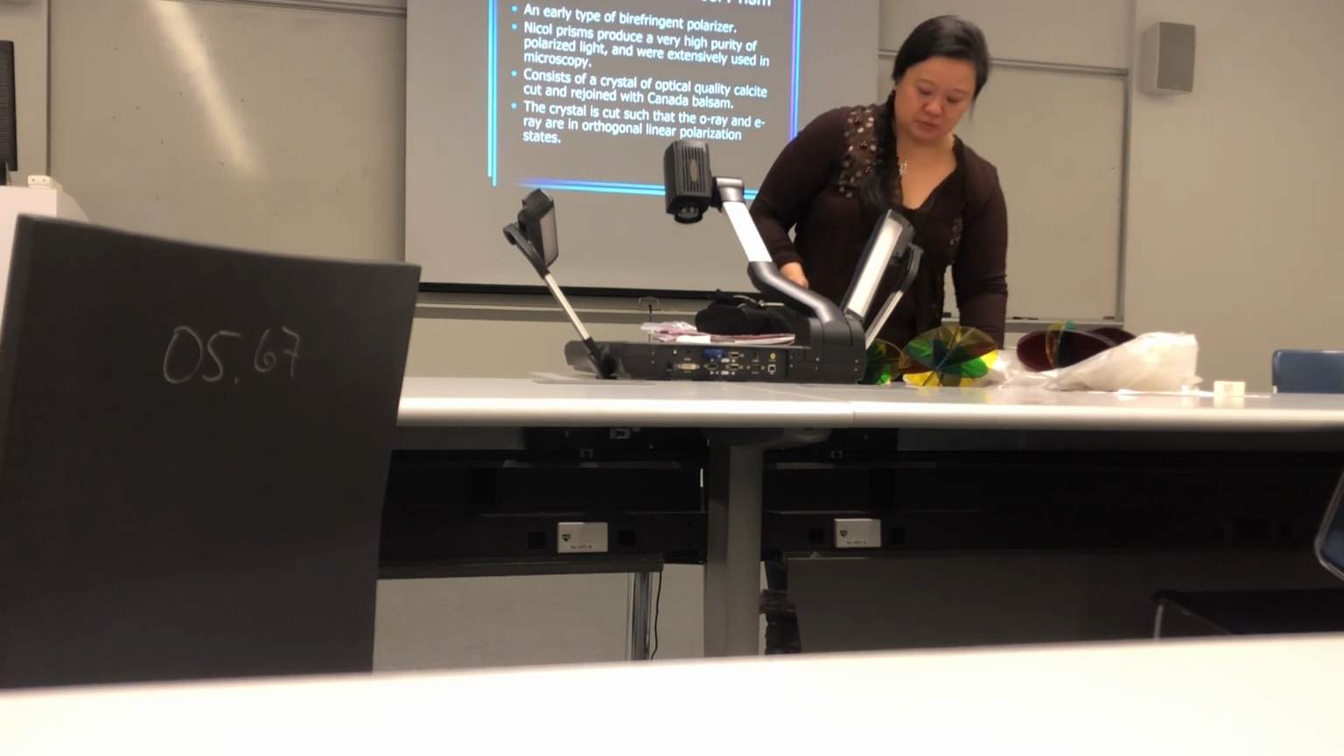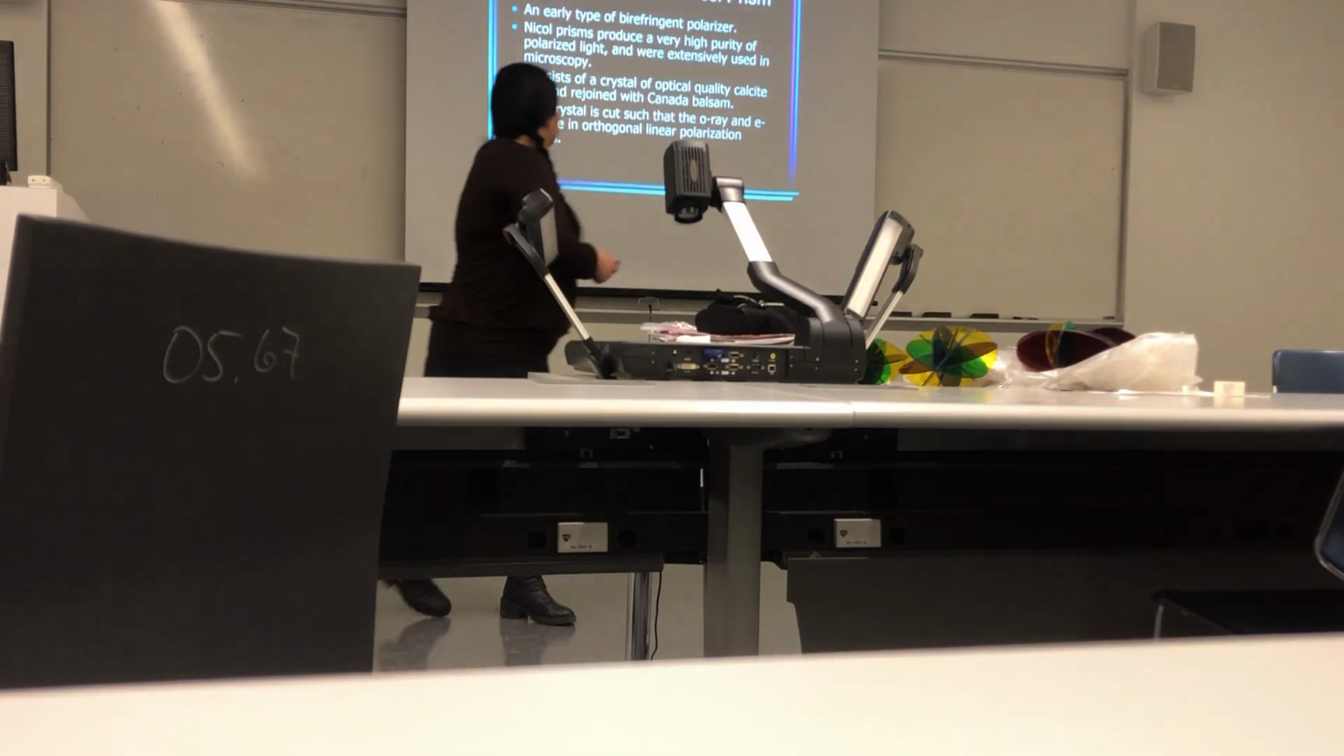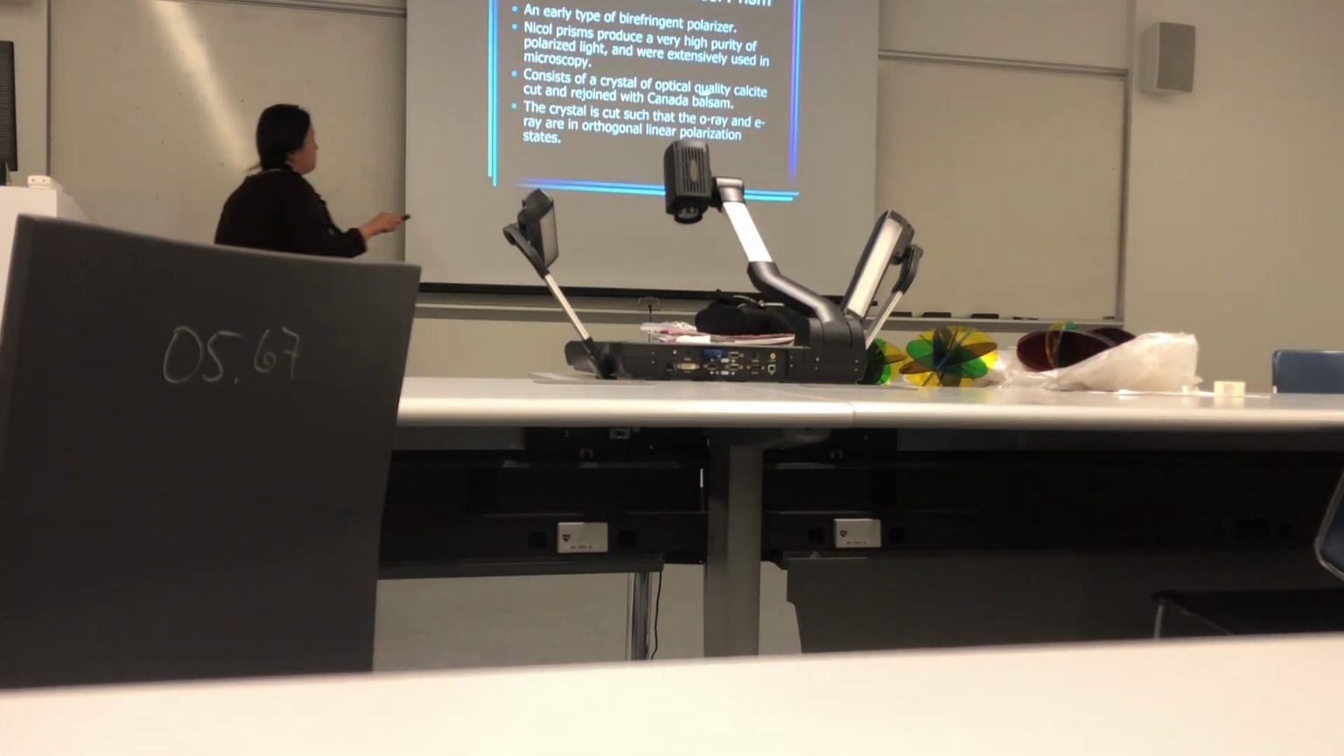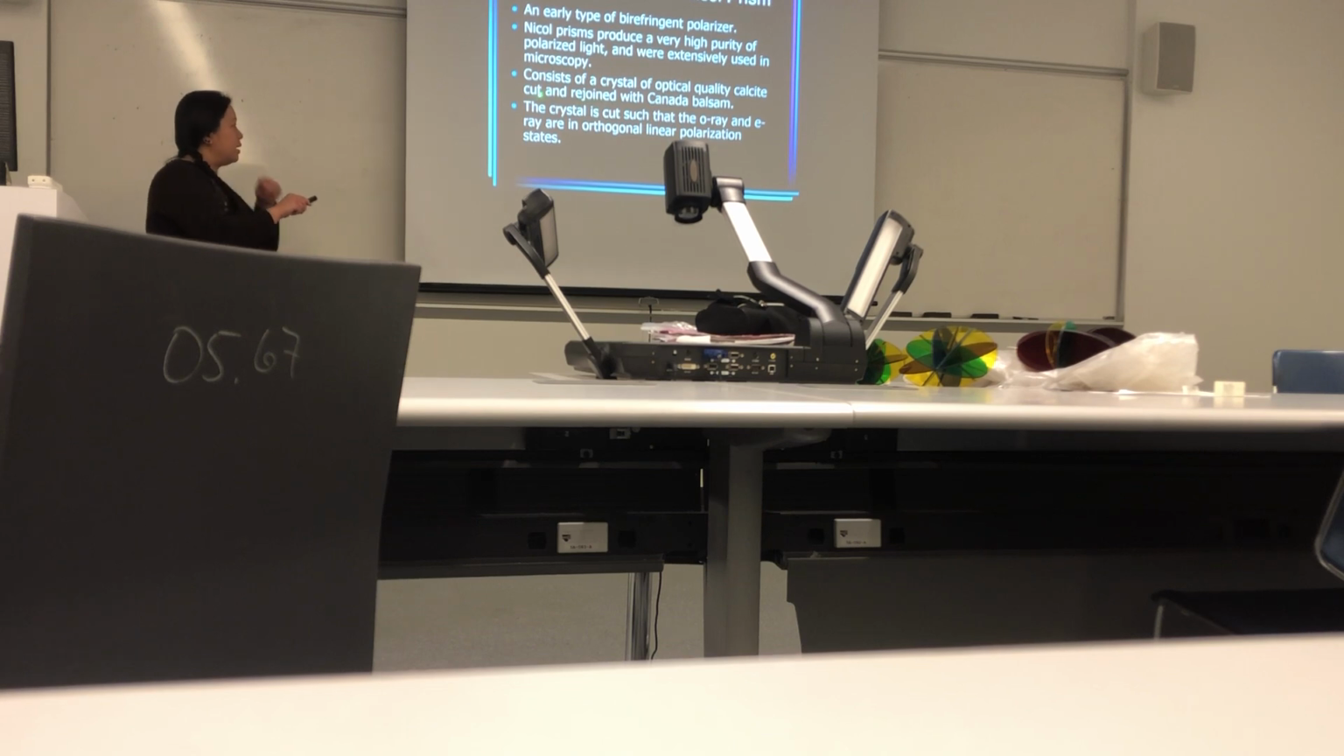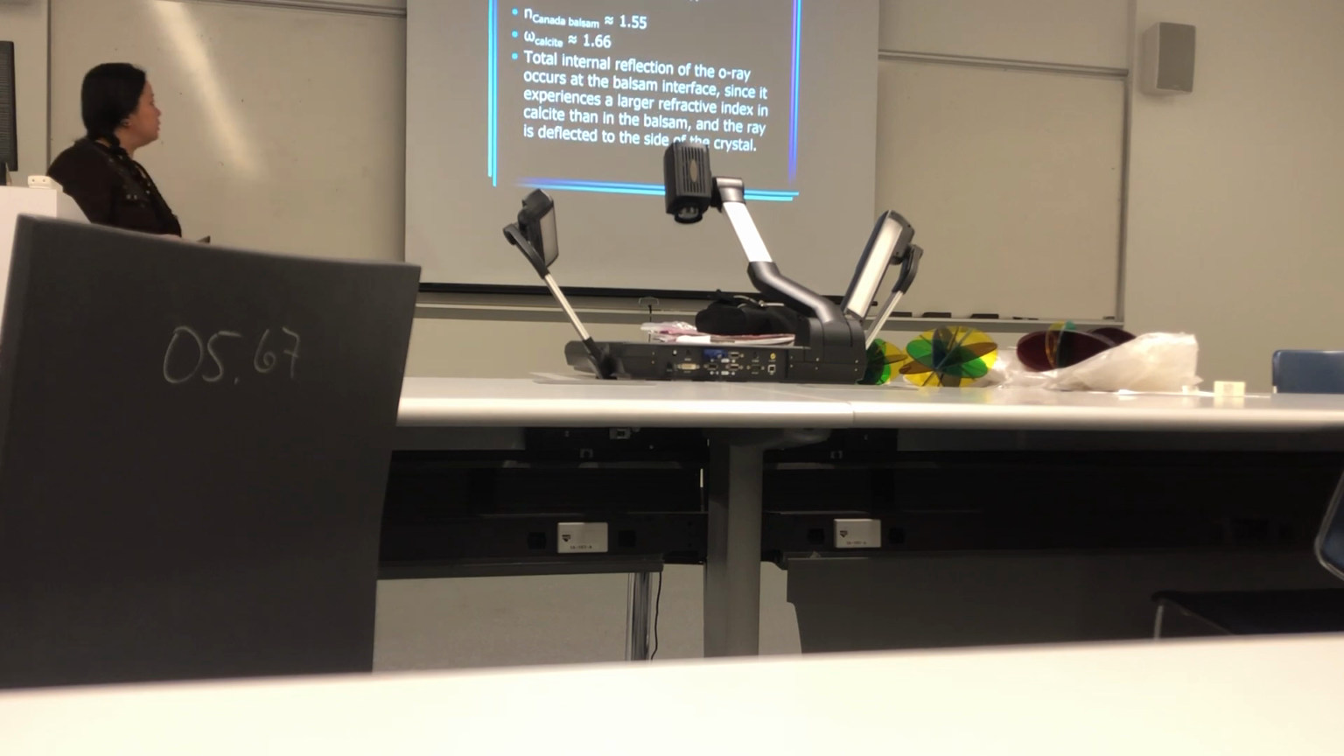So let's talk about what that means. It's a crystal of optical calcite, cut, and then put back together in the same orientation it was before, except now you have a layer of Canada balsam inside the crystal. That's the glue. The crystal is cut in such a way that the O ray and the E ray are in orthogonal linear polarization states, which they are anyway. Now, Canada balsam has a refractive index of about 1.55, and that's the material gluing the two pieces back together.